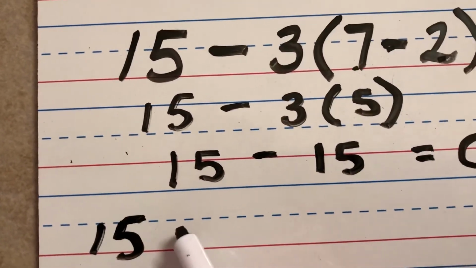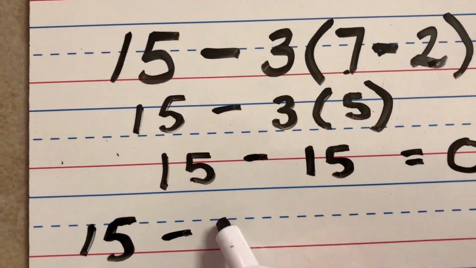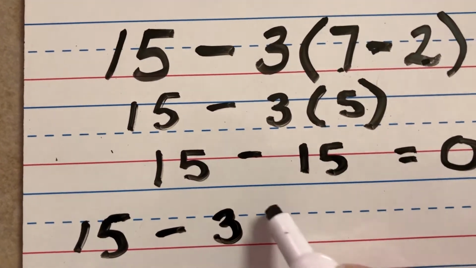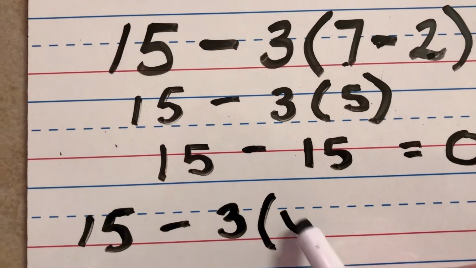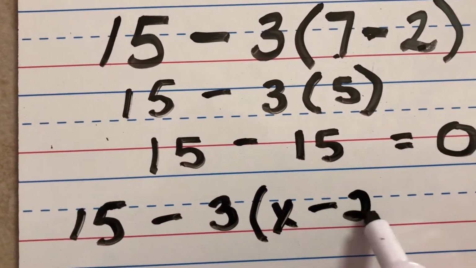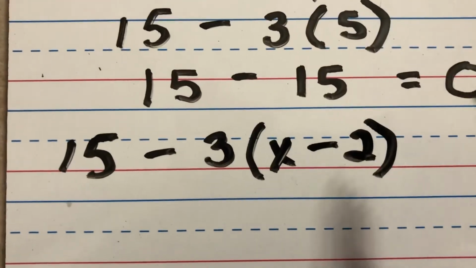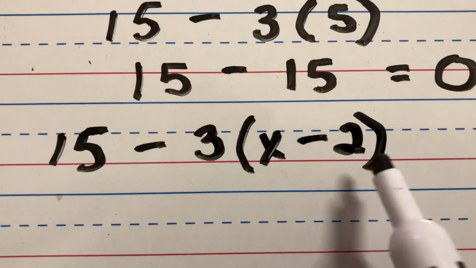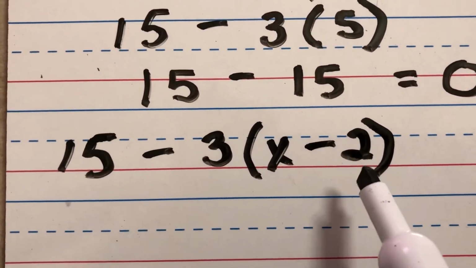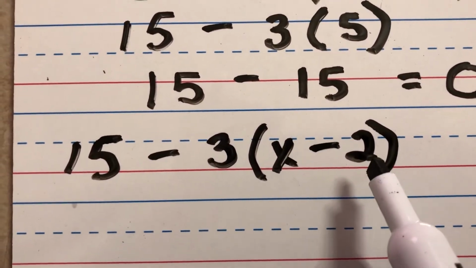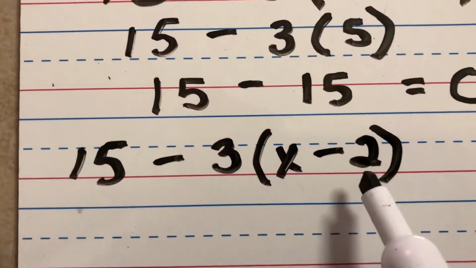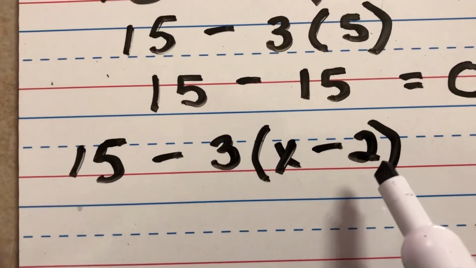Now what happens if I throw some variables into this? So if I have 15 minus 3 times x minus 2. Now, order of operations does say to do parentheses first, but I can't simplify x minus 2. That's as simple as it gets. These are called unlike terms. So x minus 2 can only be x minus 2.